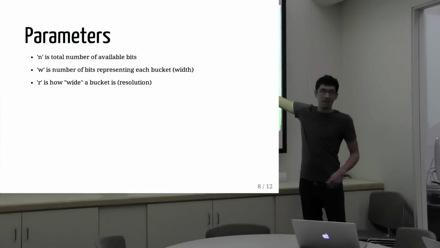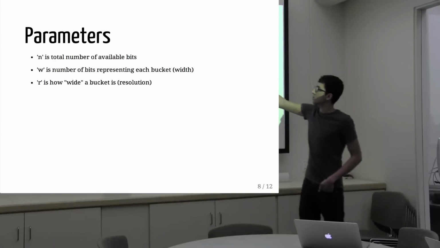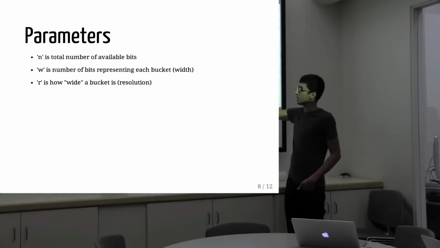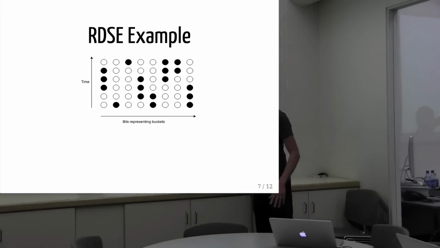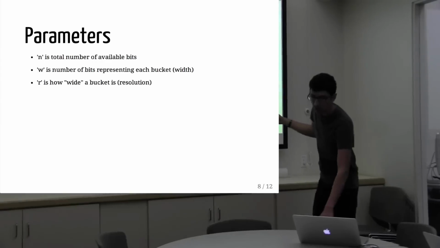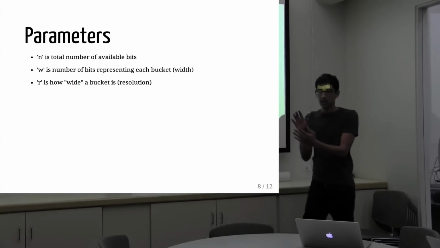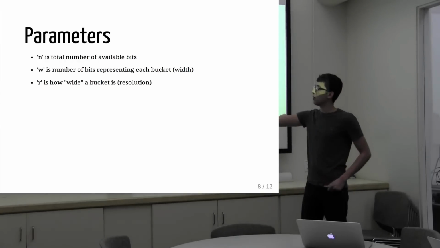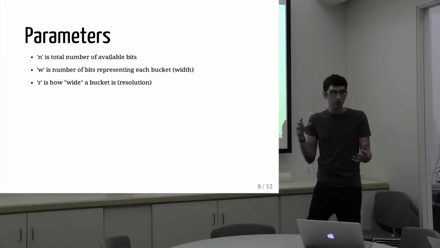My next slide was going to be describing what parameters control what a bucket looks like. n is the total number of available bits. In the previous example, it would be 8, as you saw. W is the number of bits representing each bucket. In this case, it would be 3 on bits, and that represents one bucket. And R is how wide a bucket is. R is resolution. As I said before, a bucket is a range of scalars that are all represented in the same way. They all look the same to the SP. Depending on what R is, it controls how much grouping there is of the scalars.